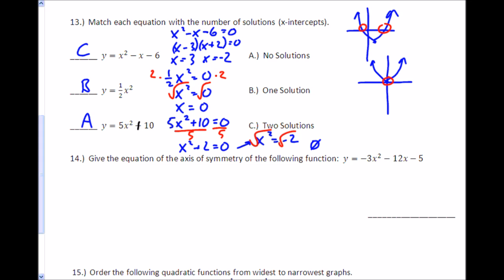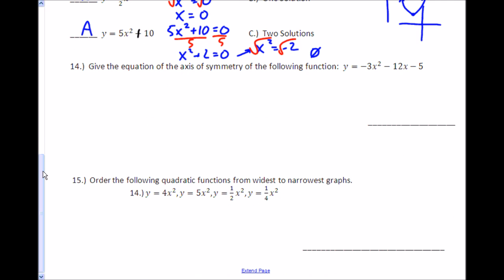The other way to look at this is, again, I could find the vertex, and the vertex would be up here somewhere, and this thing would open up, and I can see that it doesn't cross the x-axis at all. So those are the two ways to think about this. Check to see if you have x-intercepts and how many there are, or actually just try to find the solutions.